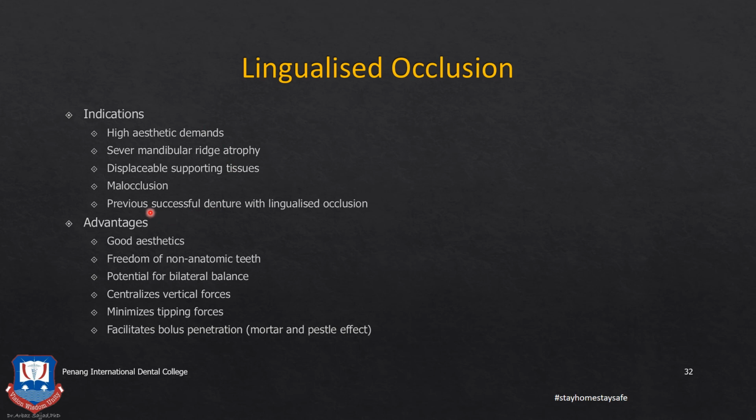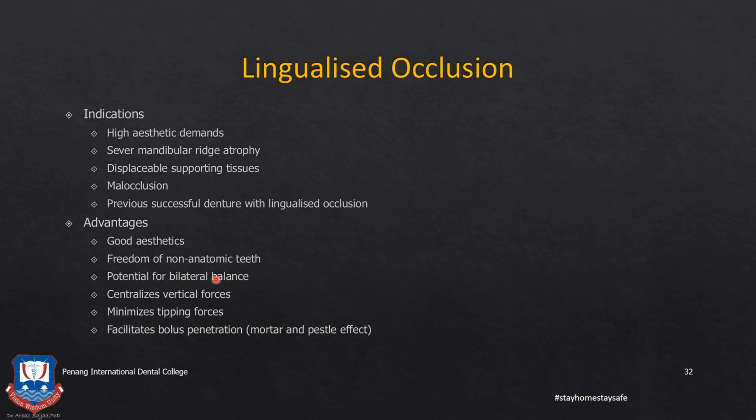A patient with a previous successful denture with a lingualized occlusion is also an indication. Even today, we see in many of the European countries, lingualized occlusion is followed by many doctors and denture technicians for the arrangement of the artificial denture teeth occlusal scheme. Advantages are good aesthetics because it is better than the monoplane occlusion. There is freedom of the non-anatomic teeth. There is a potential for bilateral balance.